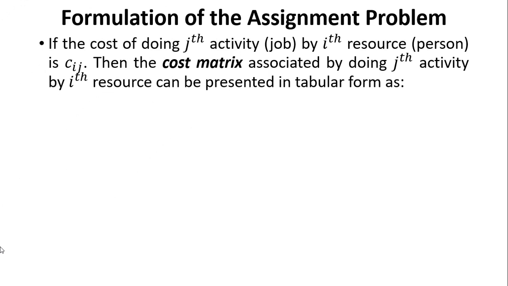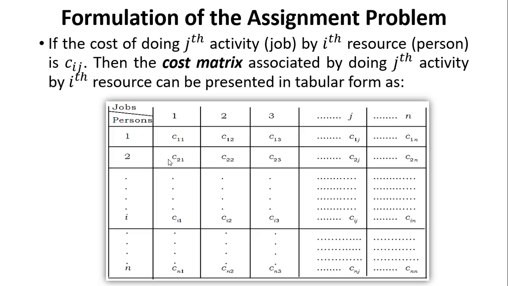Okay, now let's see how you can formulate the assignment problem when you have a situation like that. So if the cost of doing jth activity or a job by ith resource or person is identified, okay, then the cost matrix associated by doing jth activities by ith resources can be presented in a tabular form as presented here. This table normally is a collection of different persons performing different tasks, and here inside you collect the cost.